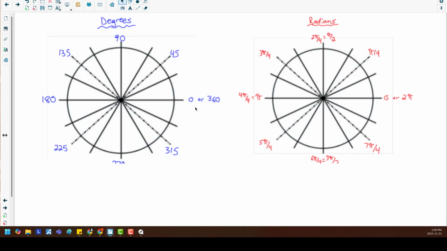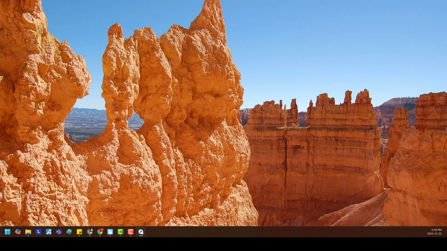So, for example, 45 degrees, 135, 225, and 315. So 45 degrees is pi over 4. 90 is pi over 2, still the same thing. 135 is 3 pi over 4. 180 is pi again. 225 is 5 pi over 4. 270 is 3 pi over 2. And 315 is 7 pi over 4. And then 360 is 2 pi. So yeah, some basic examples.